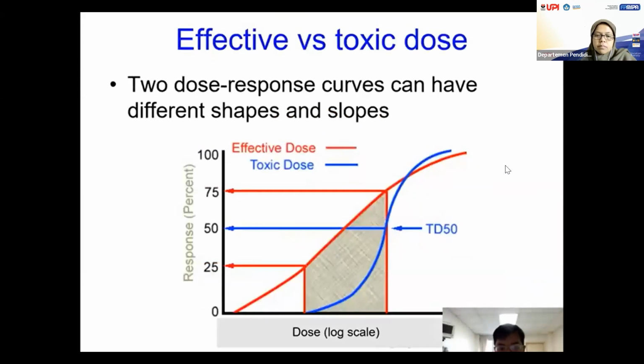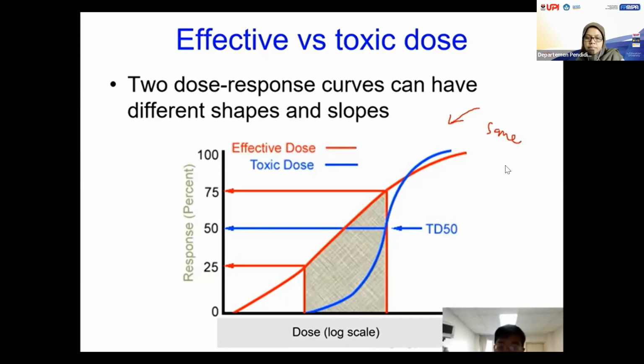So we have to bear in mind that not all those response curves will have the same shape. Even though it's from the same drug, it can have an effective dose shape and a toxic dose shape that are very different. So for example, let's look at this graph. It corresponds to two different shapes for the same drug, from the same pharmaceutical. But when you look at the effective dose and the toxic dose, they give a very different kind of shape.